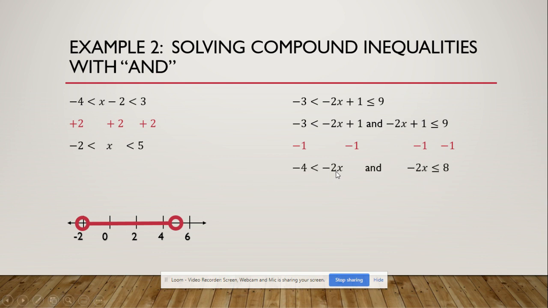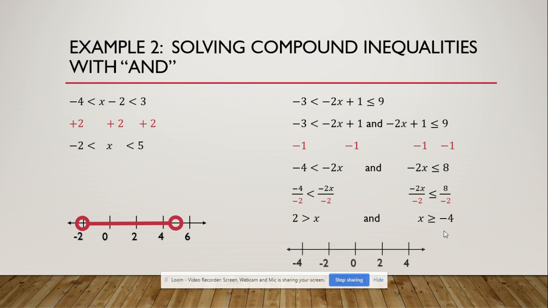And then I've got this negative 2x. So we're multiplying by a negative 2. I'm going to divide both sides by a negative 2. Remember what happens when you divide an inequality by a negative. You have to flip the inequality. So now we've got x is less than 2 and x is greater than or equal to negative 4.